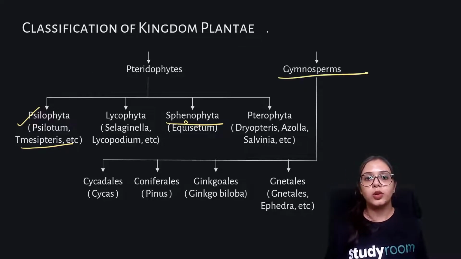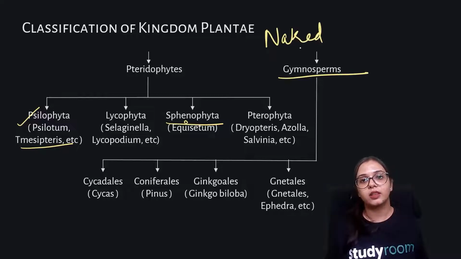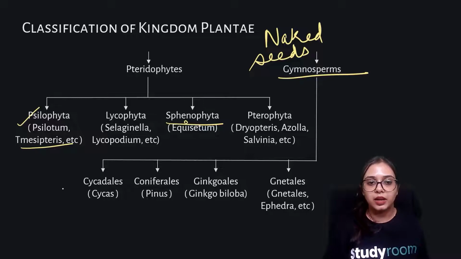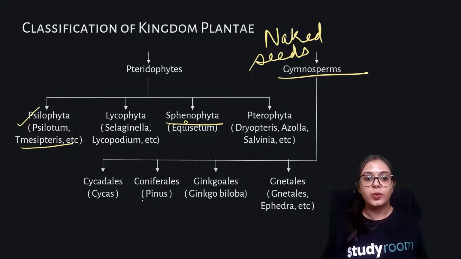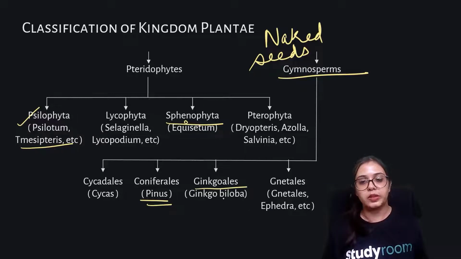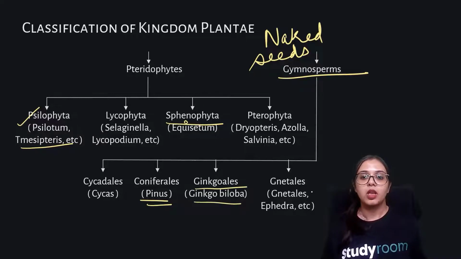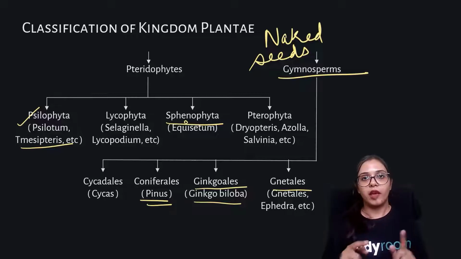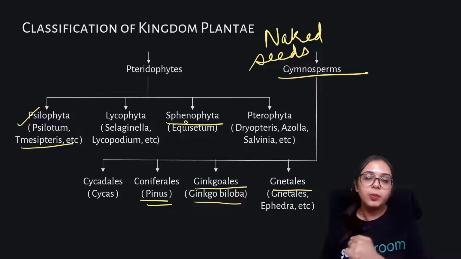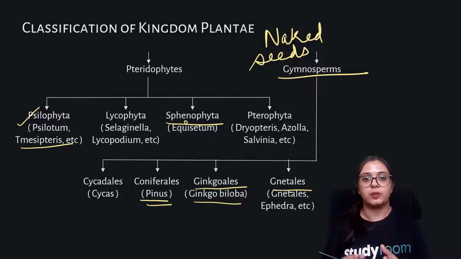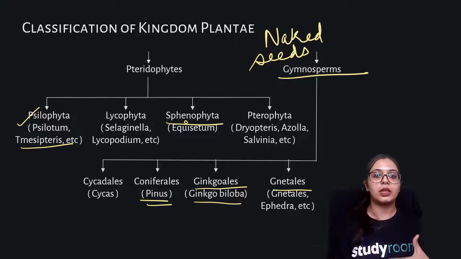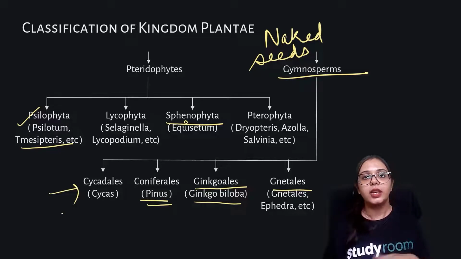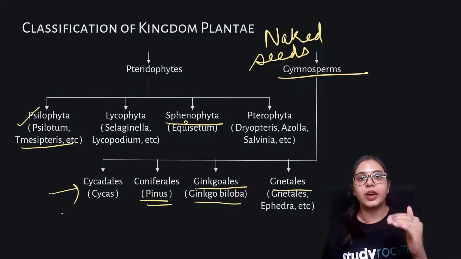Gymnosperms, like I told you, are the plants that have naked seeds. They are further divided into categories like Cycadales, Cycas, Coniferales, where you have the pine tree, Pinus, Ginkgoales, where you have Ginkgo biloba, and Gnetales, where you have Ephedra, etc. So these are the further subdivisions of the phyla, if you may say, or further classes that this broader division is divided into.